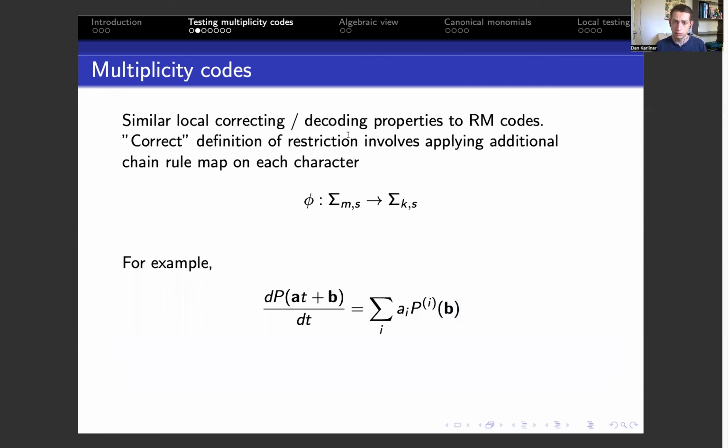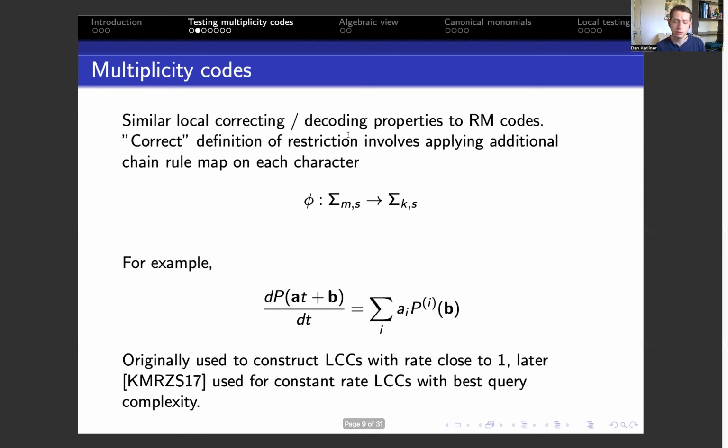So similarly to Reed-Muller codes, multiplicity codes have good local properties. When we want to define restriction, we need to be a bit more careful because for multiplicity codes, the size of the alphabet depends on the size of the space we're in. So we need to compose with a chain rule map. For example, if we want to know the derivative of a multivariate function at a point when restricted to a line, it's the same as taking its various directional derivatives and adding them up, taking a linear combination of them, where the coefficients are the coefficients of the line that we restricted to.